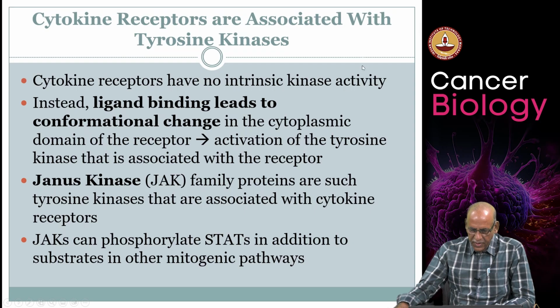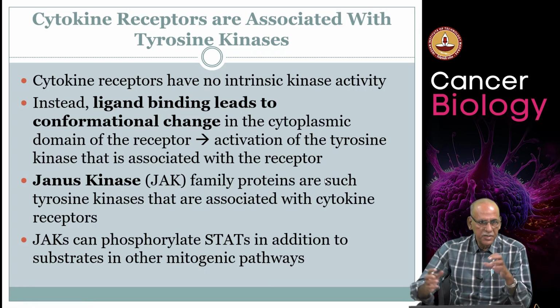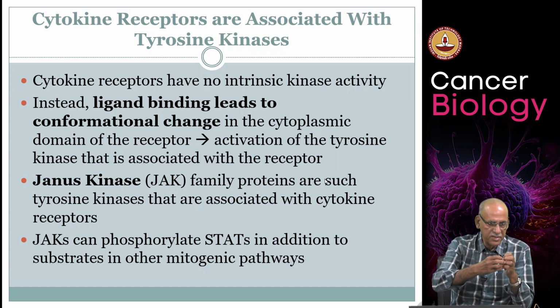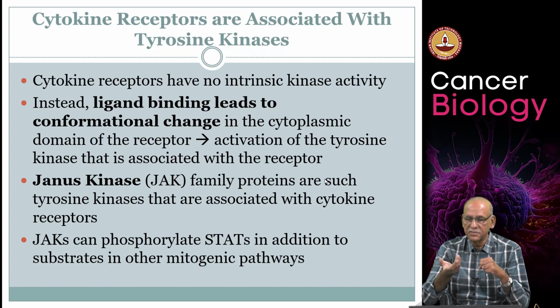So, they have no intrinsic kinase activity. Instead, ligand binding leads to a conformational change in the cytoplasmic domain of the receptor and activation of the tyrosine kinase that is associated with the receptor. So, these conformational changes when the ligand binds to the receptor lead to attracting the cytoplasmic tyrosine kinase and getting it activated. That is how that tyrosine kinase becomes active, and that ultimately phosphorylates. One such tyrosine kinase is called Janus kinase.